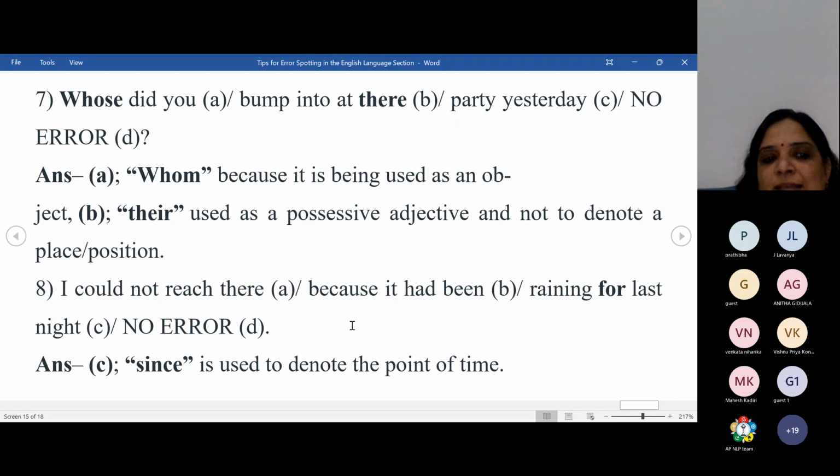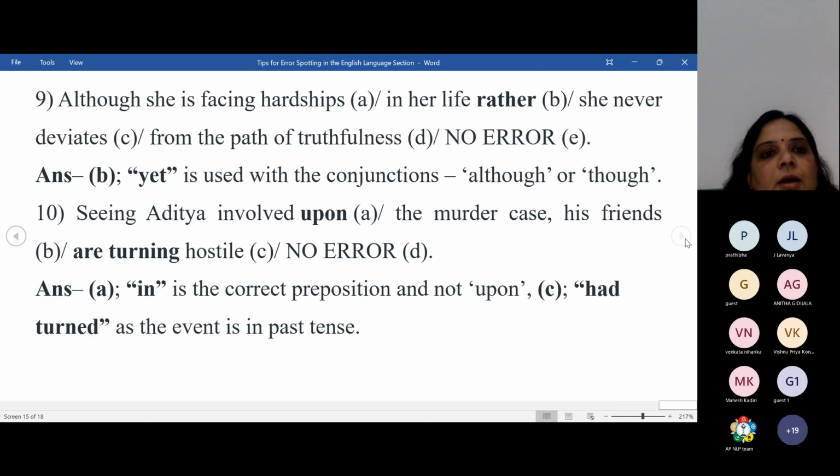You never say for last night. It had been raining for a very long time, or it has been raining for 3 hours, when you're specifying the time. That is correct.